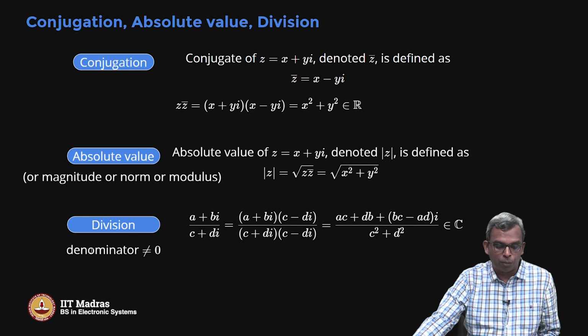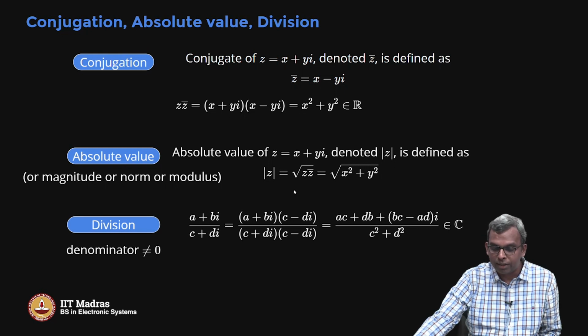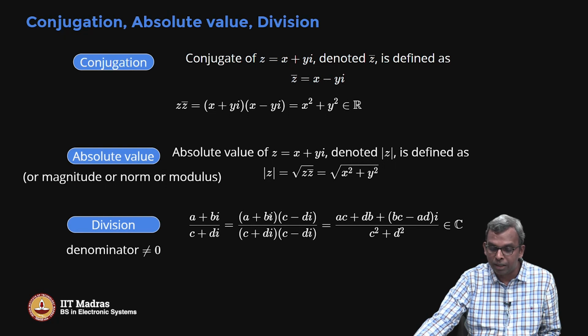Division is of course possible only when the denominator is not equal to 0. a plus bi divided by c plus di. The trick is to multiply and divide by the conjugate of the denominator. Once you do that, the denominator becomes real: c squared plus d squared. In the numerator you just multiply, so ac plus bd will come out on this side, and then plus bc minus ad i.